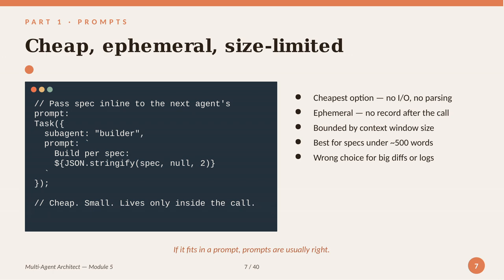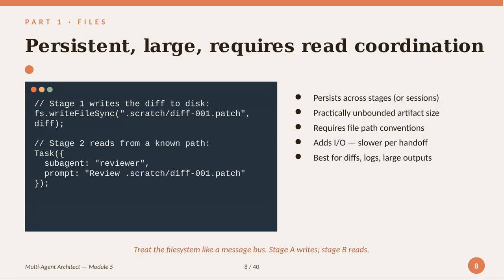What you get. Cheapest possible handoff. No extra work happens between the agents. Fastest possible handoff. No disk read, no network call, no parsing. Everything in the assistant's normal token flow. What you give up. Persistence. Once that prompt is consumed and the call ends, the state is gone.